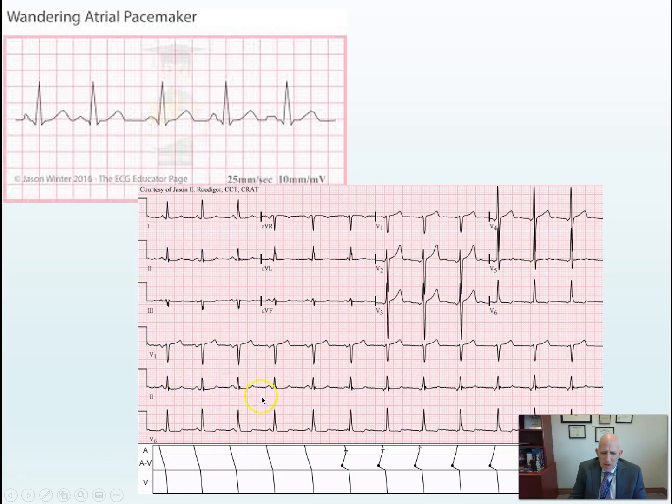And you can see the P waves. That one's different, that one's different, that one's inverted, inverted, inverted, but here they're upright. And you can see the rate is going to vary a little bit as well, but mostly it's the P waves and the PR intervals.